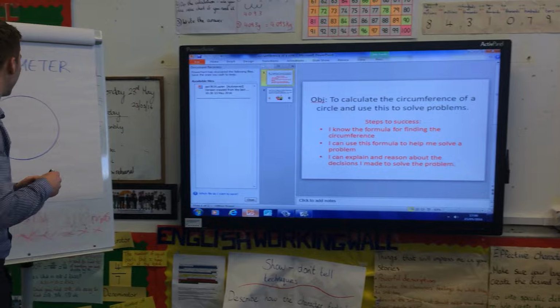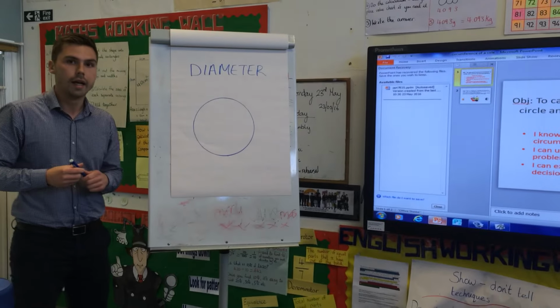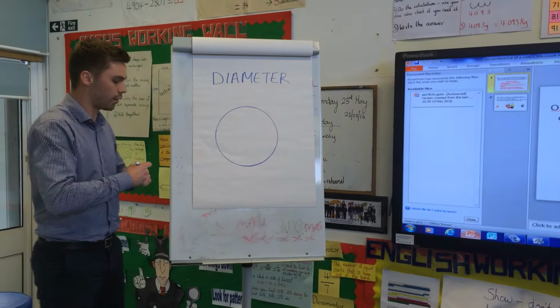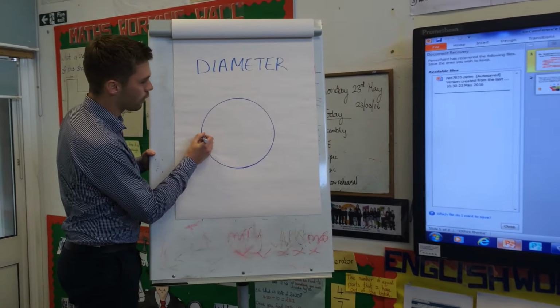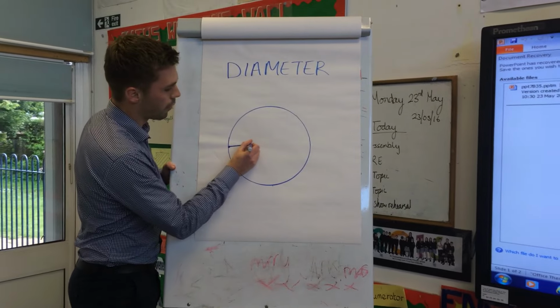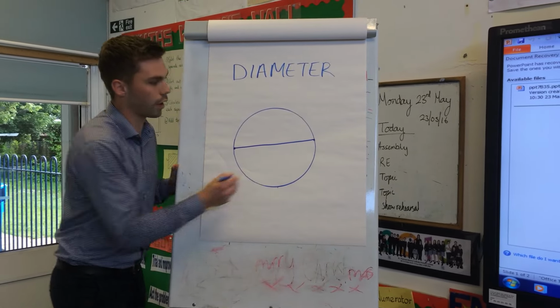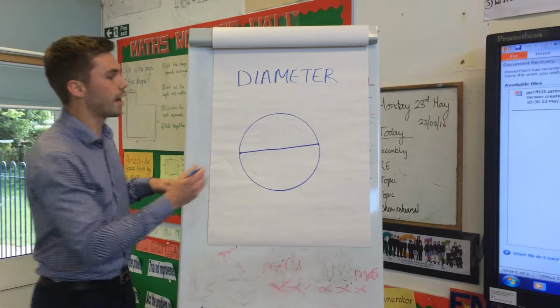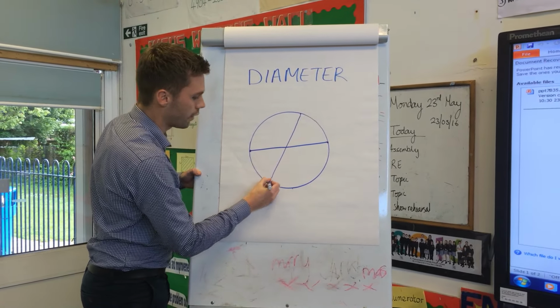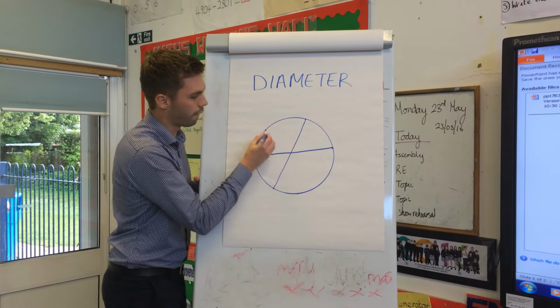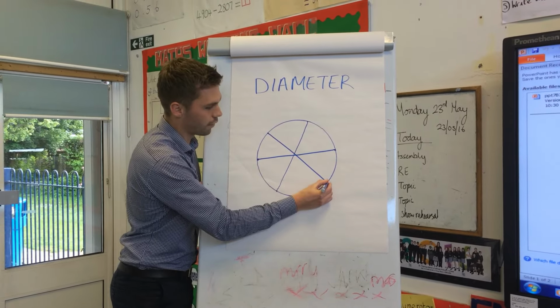So just to recap on the terms we already know for circles, we've already looked at diameter, and as we already know, the diameter is the distance from one side of the circle through the midpoint to the other side of the circle. Now that measurement's going to be exactly the same whether I measure it from this edge to this edge or from this edge to this edge.